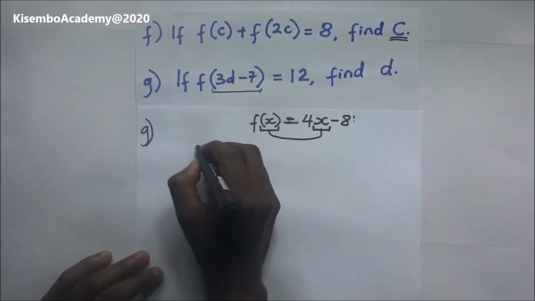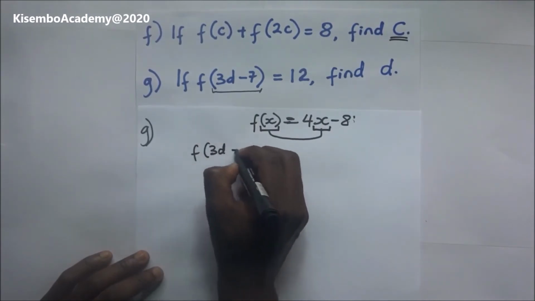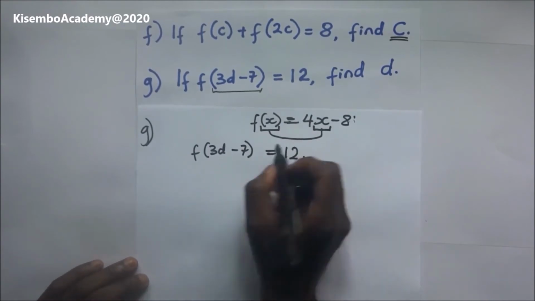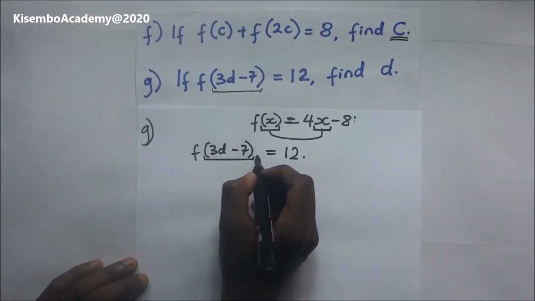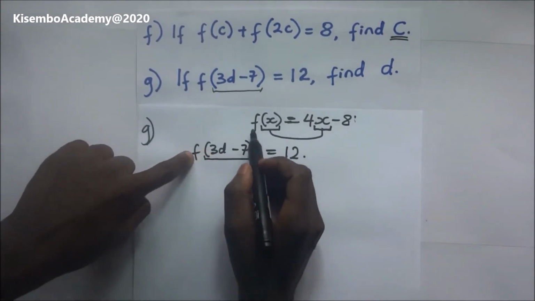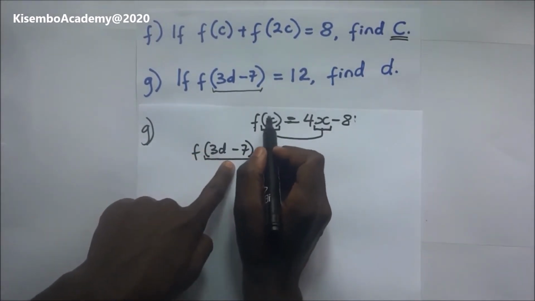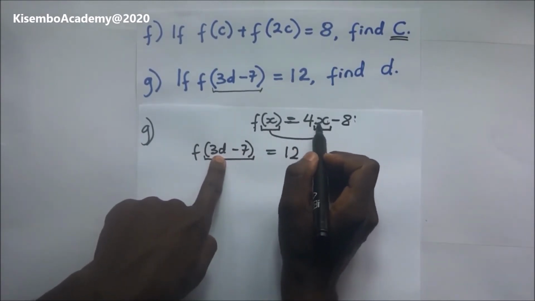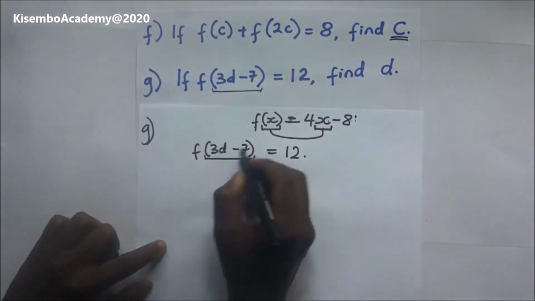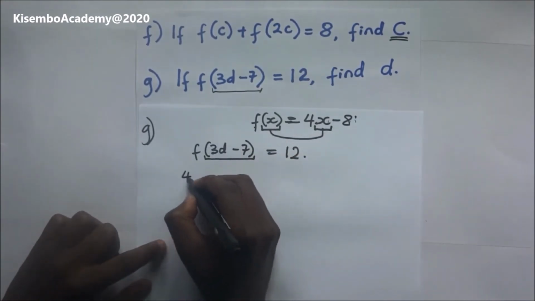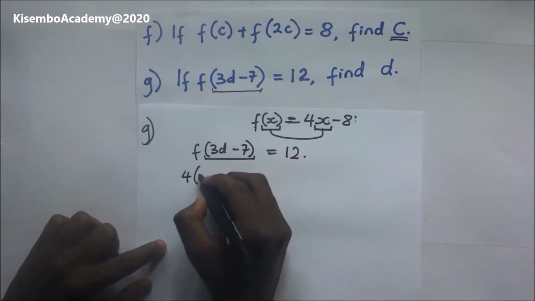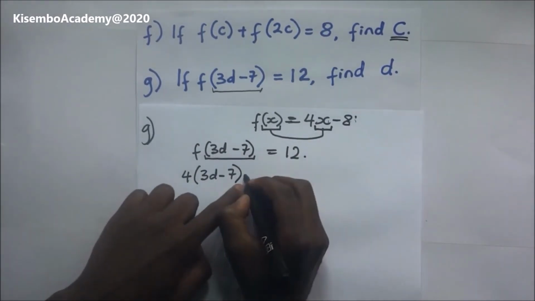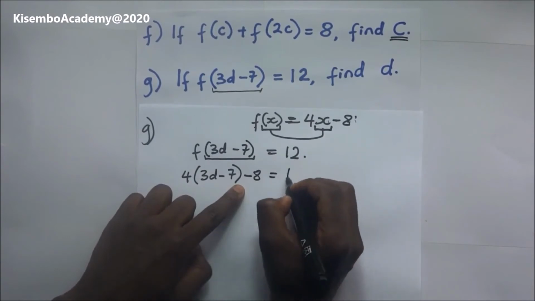In this case, we're being told that f of 3d minus 7 is equal to 12. Now in the brackets we have this whole expression. It means that this whole expression is what is taking up this value of x. This value of x is a linear equation, and so that is what we are going to substitute in this expression right here. So this becomes 4 times our value of x, which is 3d minus 7, minus 8, is equal to 12.